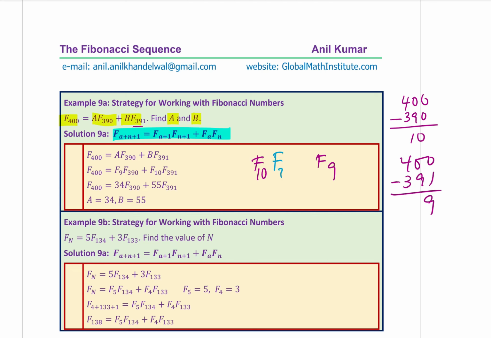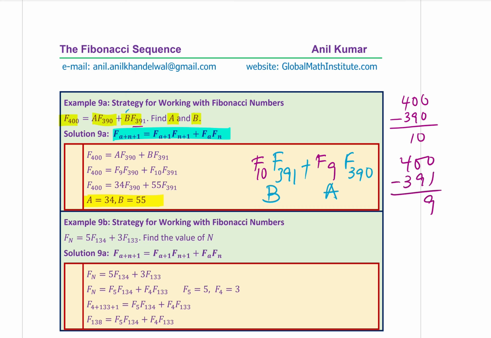So this will be F391 plus, that goes with the smaller number, F390, right? So in our case, F391 is the coefficient of b, right? So this is b for us and that is a for us. We got our answer. Do you see that? So that is how you can actually get your answer, and the answer is right there for you. So a is F of 9 and b is F of 10, and those two values are written here for you. Perfect. So you can always go back to your Fibonacci numbers and get the value.